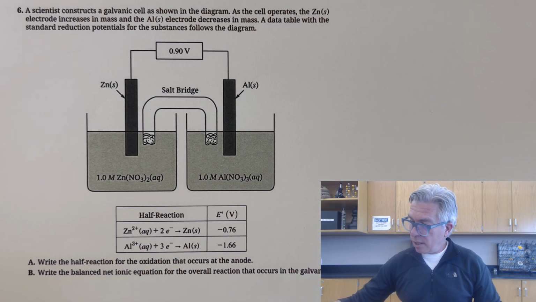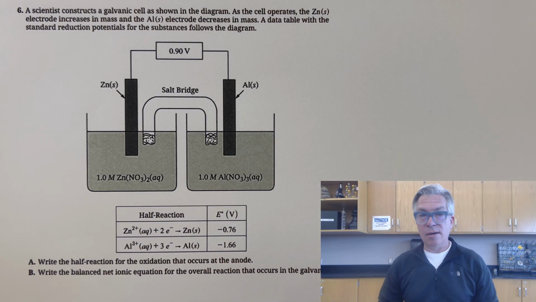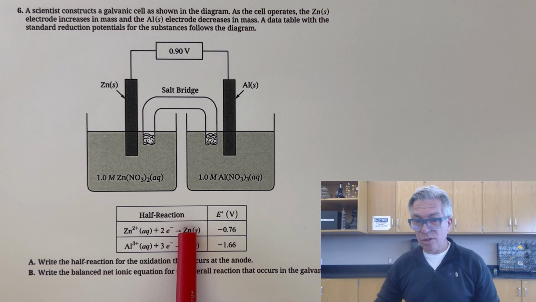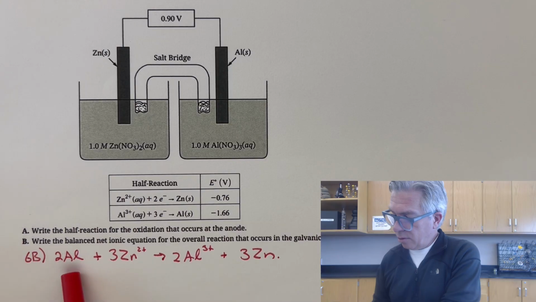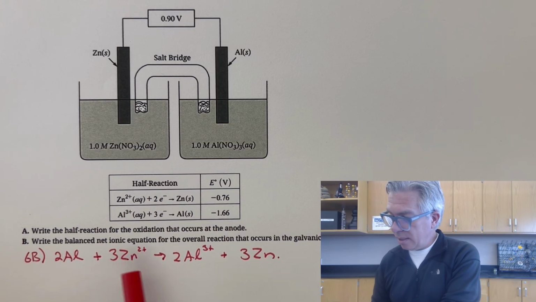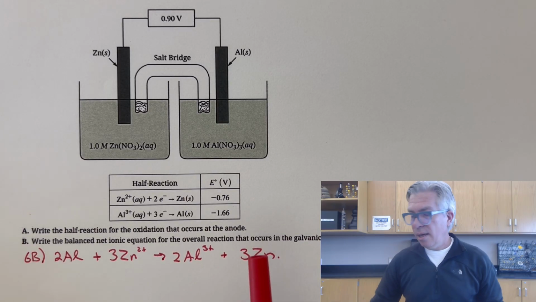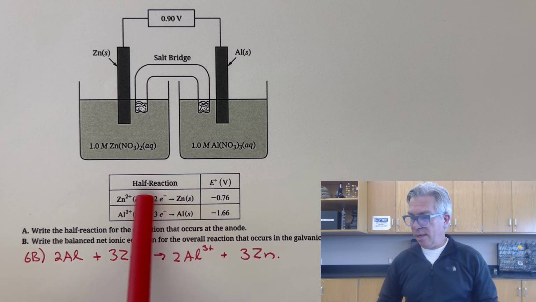Part B, write the balanced net ionic equation for the overall reaction that occurs in the cell. Okay, so now that we know that this is still being reduced and this is being oxidized or flipped, now I can go ahead and write the overall balanced equation as shown here. So aluminum becoming aluminum 3 plus, zinc becoming zinc atoms on the electrode. Now you also might notice that I put a 2 and a 3 and a 2 and a 3 there, and they don't appear anywhere here.